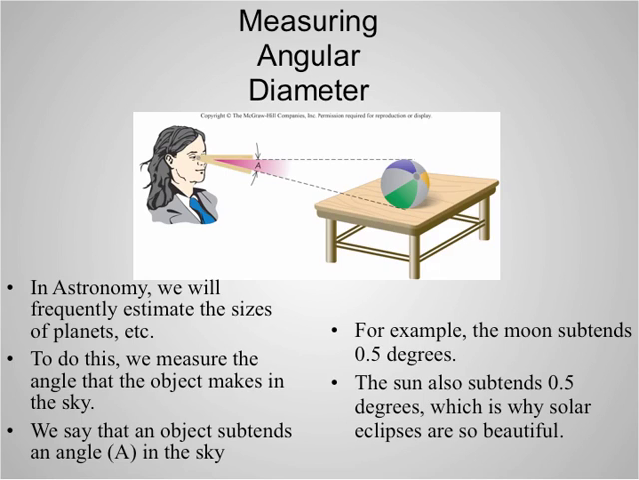When we look at distant objects, we often talk about their angular size. This is easier to determine when we are looking at distant objects than the actual size of the object itself. In other words, the moon appears to take up about 0.5 degrees when we look at it from the Earth.